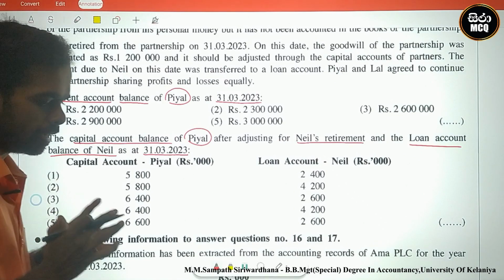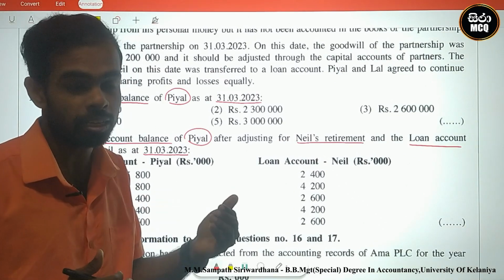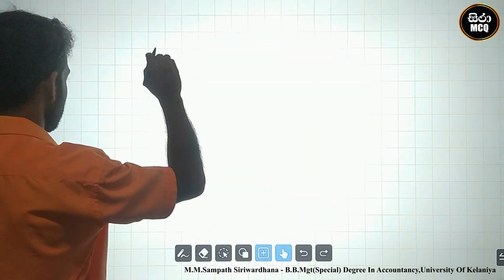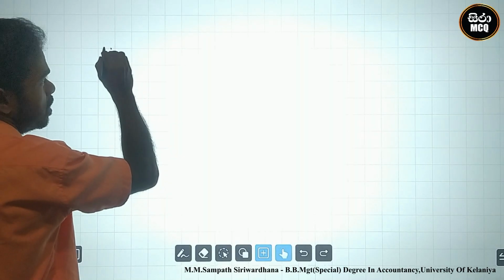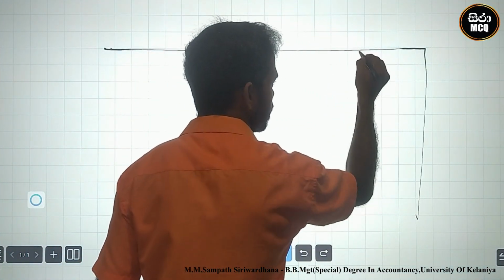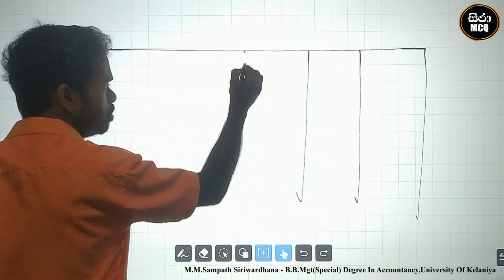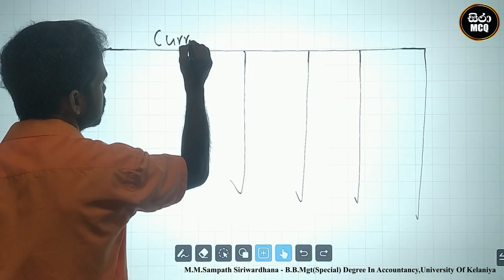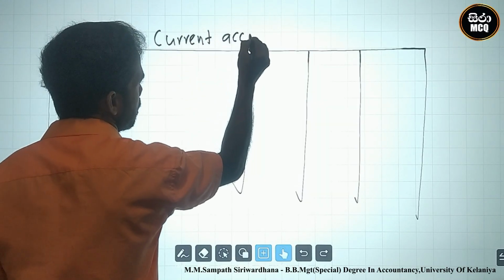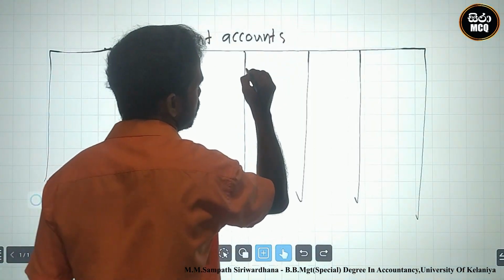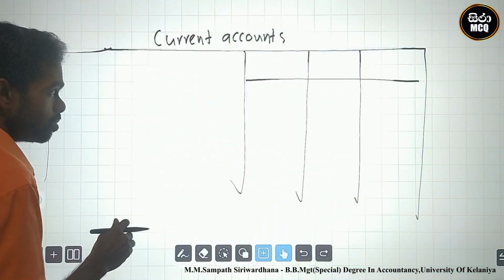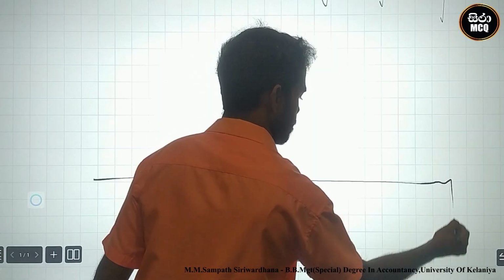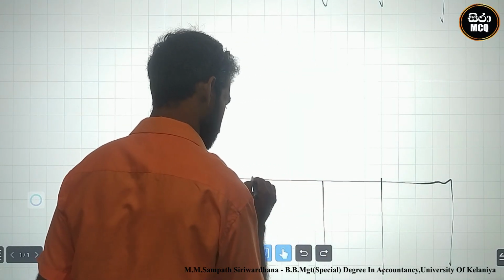Therefore, we must identify both the capital accounts and current accounts. So I create capital accounts and current accounts. Look here, this is the current accounts. I create only 3 columns. After that, I create the capital accounts. These are the capital accounts.